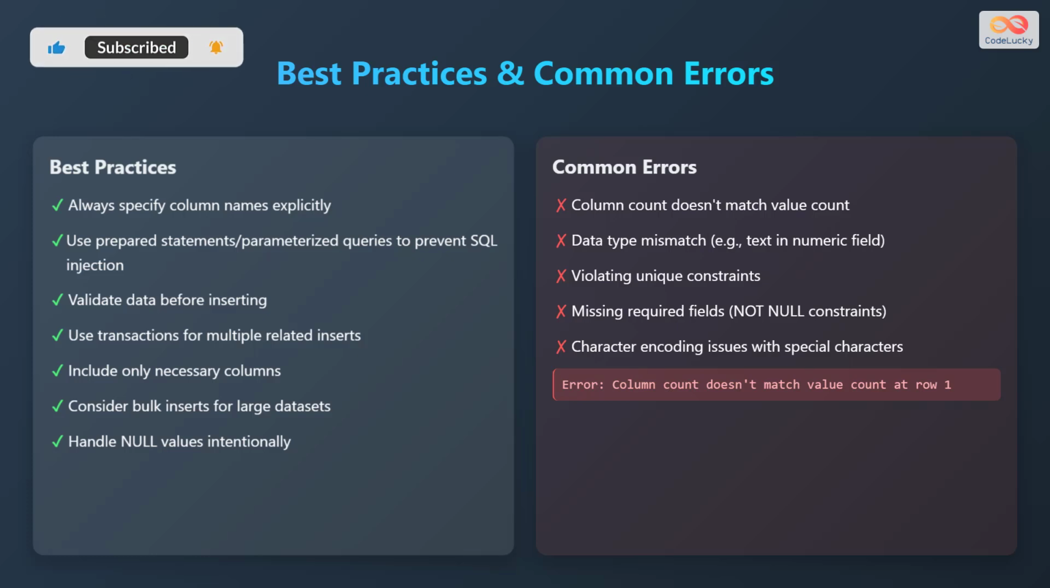Column count does not match value count. Data type mismatch, for example, text in numeric field. Violating unique constraints. Missing required fields, not null constraints. Character encoding issues with special characters. Here is an example of an error. Error: column count does not match value count at row 1.